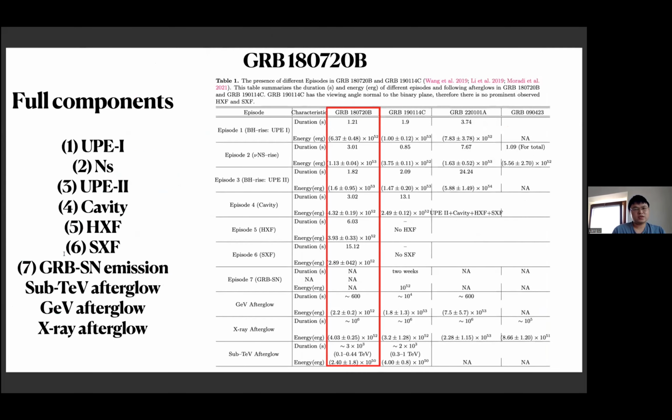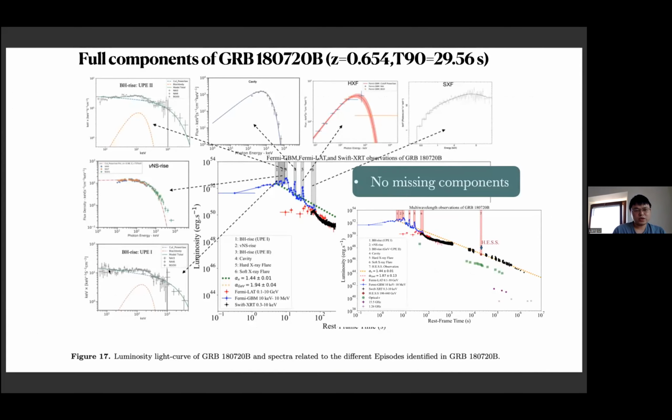Then we also look at the other burst, 1807-22B. This is another burst with type emission. We also observed all the seven episodes, similar to the lightning 147. We also found the UPE1 and the neutron star rise and the UPE2, then the cavity, and also the hard X-ray and soft X-ray flare.